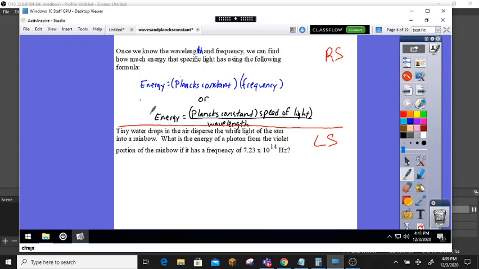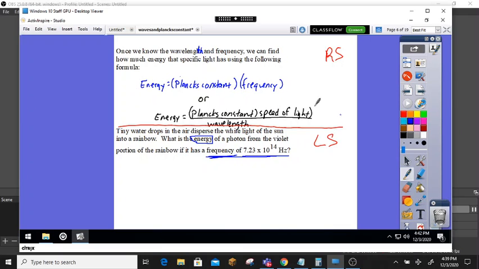Okay, so we're going to use one of these two formulas. How do we know which formula to use? Well, let's look at the number that they're giving us. They're giving us this number and it says frequency. Anytime you see the word energy, we're going to have to use one of these two formulas. Now they're giving you frequency. Which formula has frequency, the top one or the bottom one? It's the top one, right? You can see right there, frequency. This bottom one has wavelength, so we're not going to use this one. We're going to use this top one.